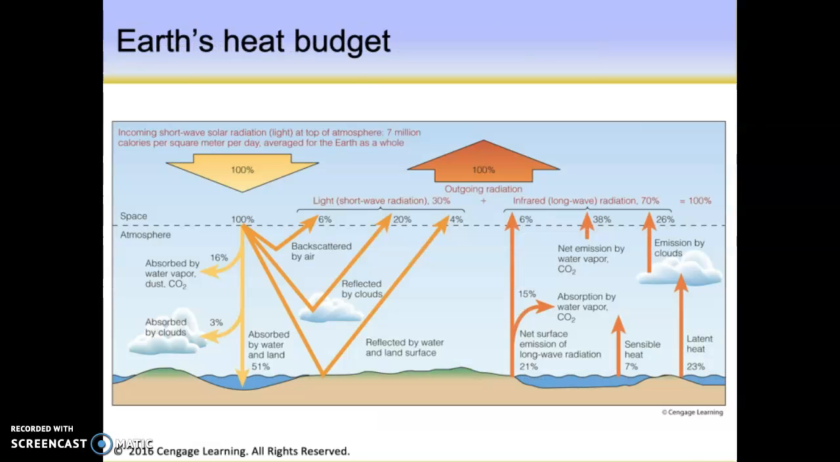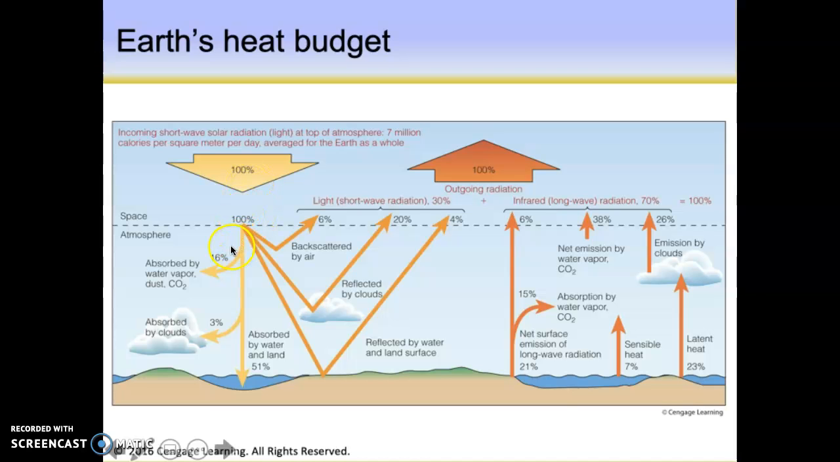So let's look at the Earth's heat budget. So we want to talk about energy. First of all, it's important to know these big arrows at the top. 100% in, 100% out. Everything that comes in goes out. If it didn't, the temperature would start to increase, which tells you a little bit about what's going on with global warming. The energy that comes in is light energy, and light is high quality energy. It's very concentrated, it's very good stuff.